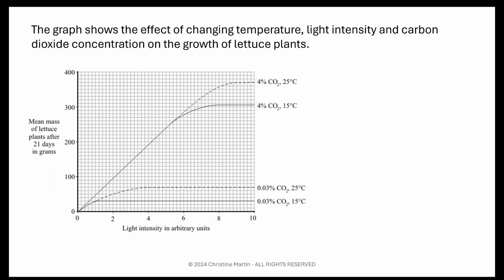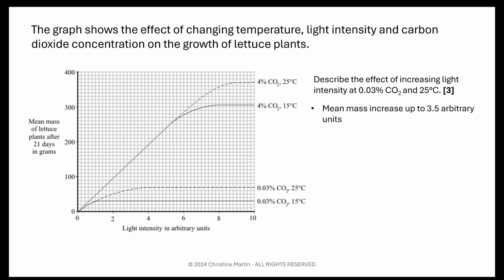So what would they do in the exam then? What they could do is they could give you a graph that looks like here. So here we can see the graph showing the effects of changing temperature, the light intensity, and carbon dioxide on the growth of the lettuce plant. And what they would want you to do is to be able to describe and explain what you can see. So the first one could be describe the effects of increasing light intensity at 0.03 carbon dioxide concentration and 25 degrees C.